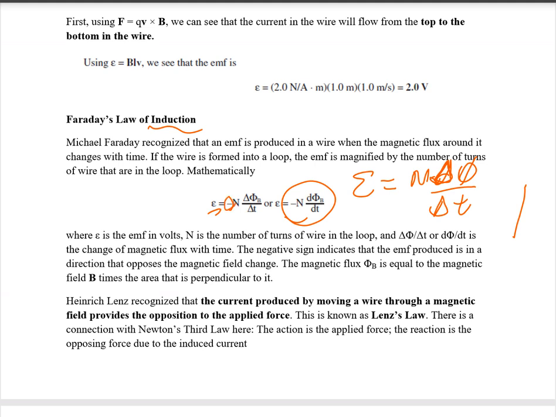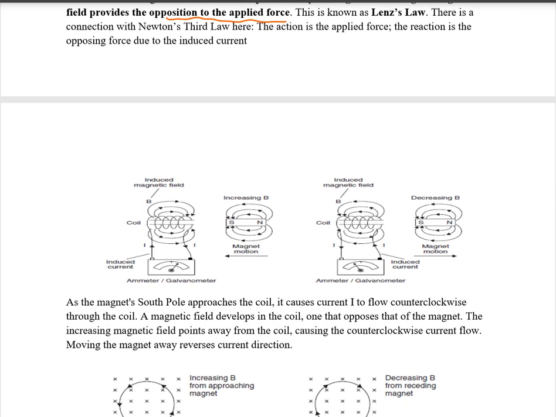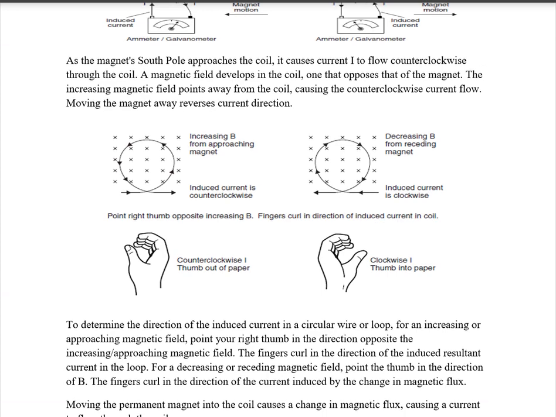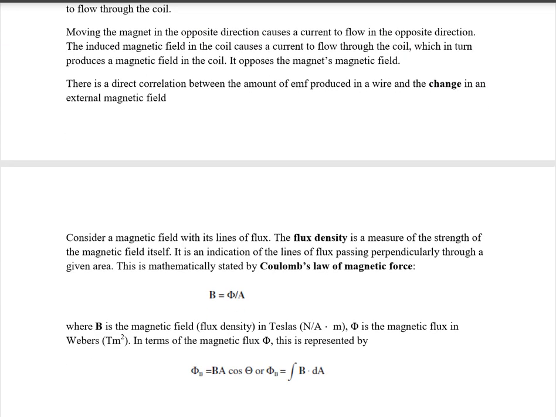This minus sign is added by Lenz's law. Therefore, the current produced by moving through a magnetic field is opposite to the applied force. Because of this, we add a negative sign, and the combined equation is this one. This is the combined equation of Lenz's and Faraday's laws. Therefore, we can calculate by using this.